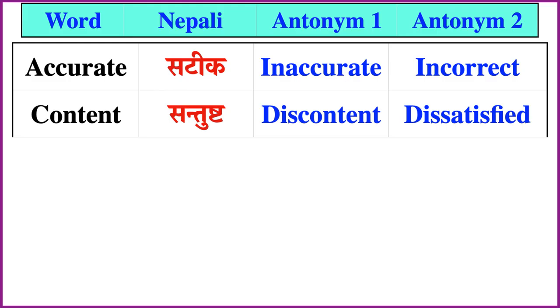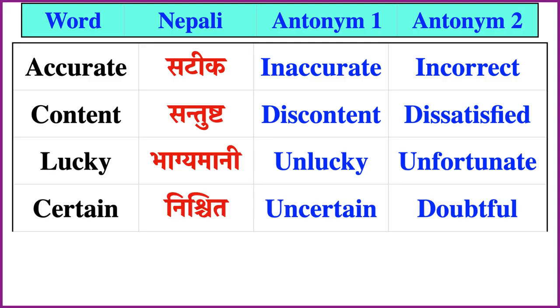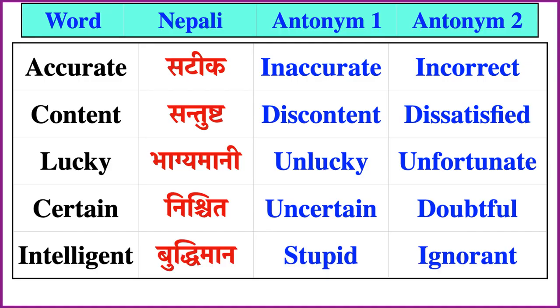Content भनेको सन्तुष्ट, and then antonyms are discontent and dissatisfied. Lucky भनेको भाग्यमानी, and then antonyms are unlucky and unfortunate. Certain भनेको निश्चित, and then antonyms are uncertain and doubtful.